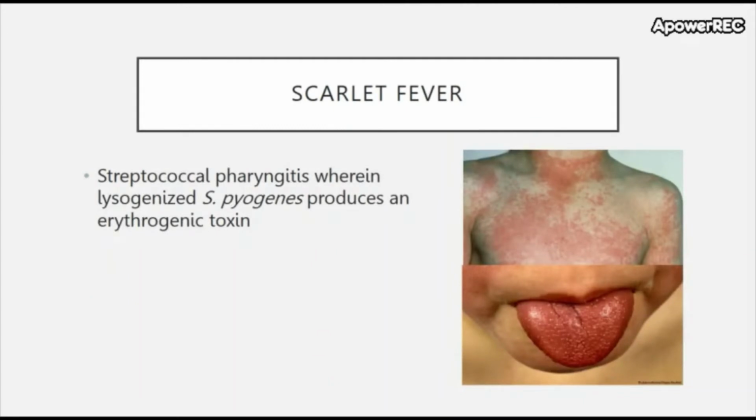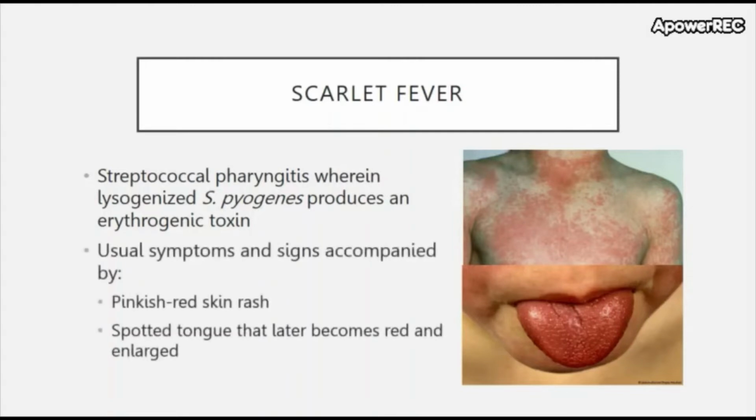Okay, let's discuss scarlet fever. It is a streptococcal pharyngitis wherein lysogenized S. pyogenes produces an erythrogenic toxin. Erythrogenic means it causes reddening, hence the name scarlet fever. Its usual signs and symptoms are accompanied by a pinkish red skin rash and a spotted tongue that later becomes red and enlarged. It may also be linked to streptococcal skin infection.